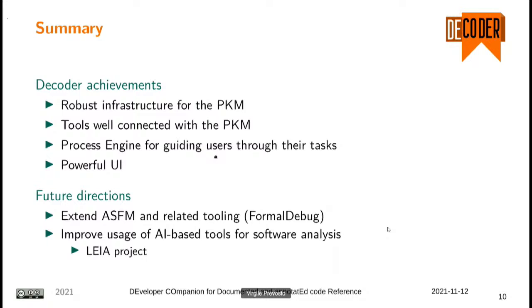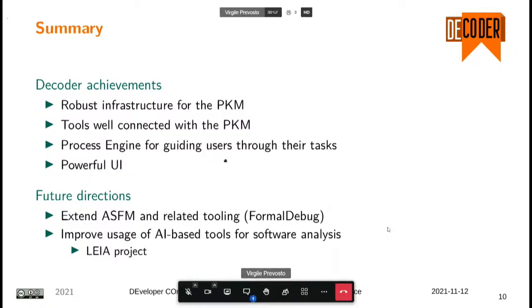So in summary, there's now a robust infrastructure for the database itself. The individual tools are well connected with the database. There's an experimental version of the process engine that now takes over the task of providing the sequence of tool calls to individual tools for a given session, and UI.